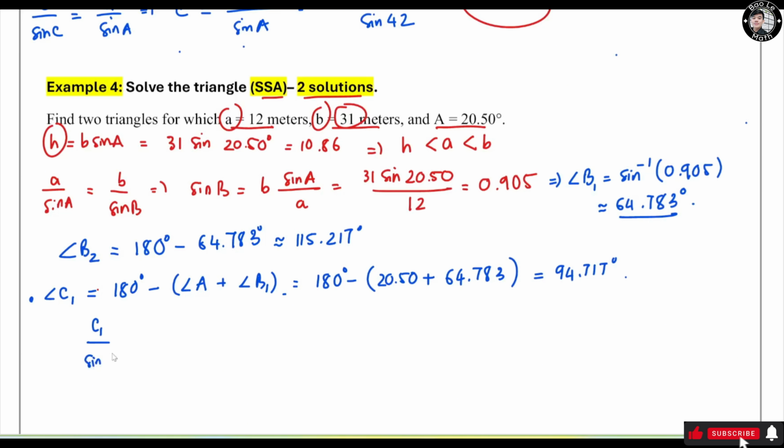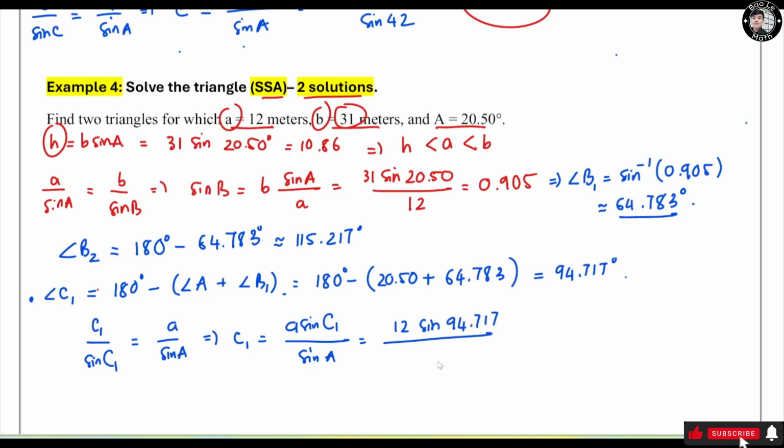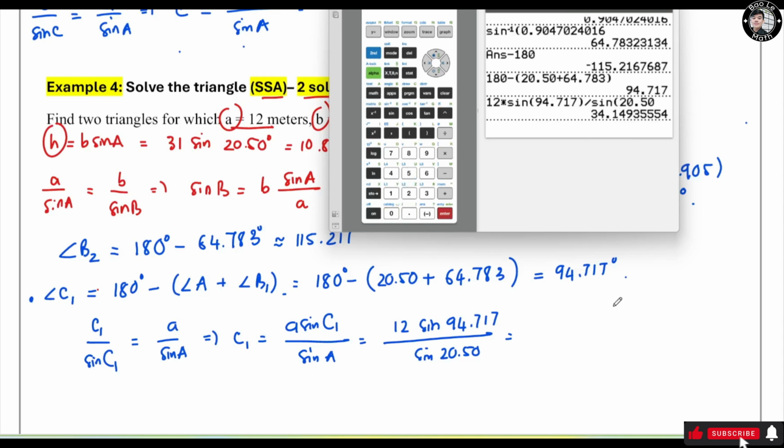Little c1 over sine of big C1 equals A over sine A. So then little c1 equals A sine of angle C1 divided by sine A. So it could be 12 times sine of C1, which is sine of 94.717, divided by sine A, which is sine of 20.50. So it's going to be 34.15.